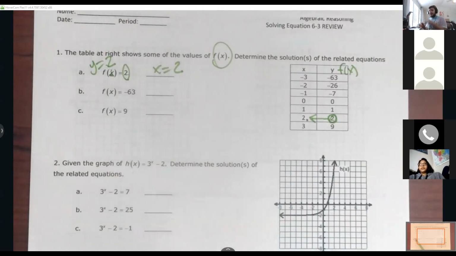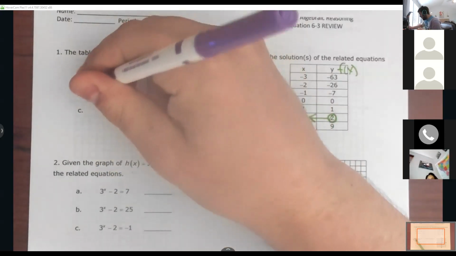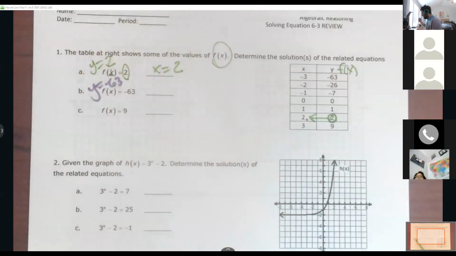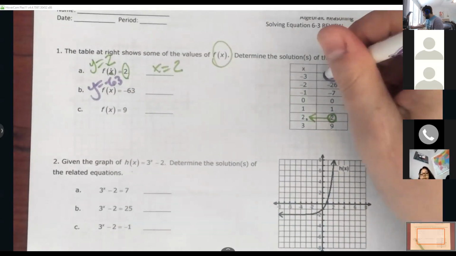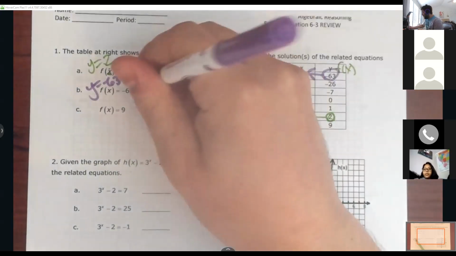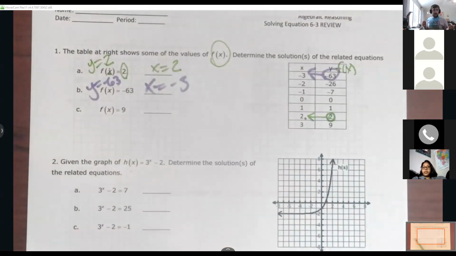Okay. So the next one says f of x equals negative 63. First of all, did they give us x or y? Y. They gave us y again. So this is y is negative 63. And then where is negative 63? It's negative 3, right? So here, negative 3. So this one would be x equals negative 3. Kind of see that?